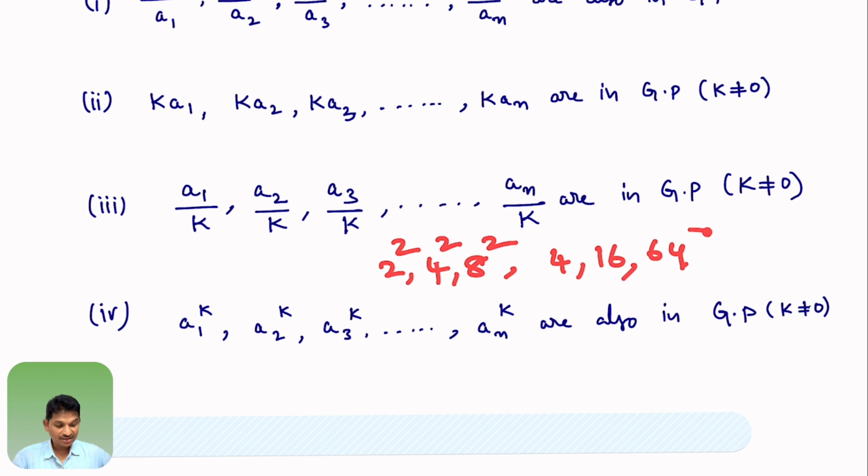Check whether these three terms are in geometric progression or not. 16 divided by 4, that is 4. 64 divided by 16, that is also 4.